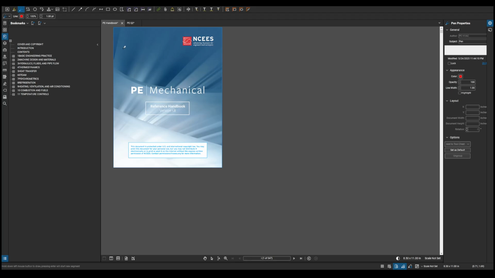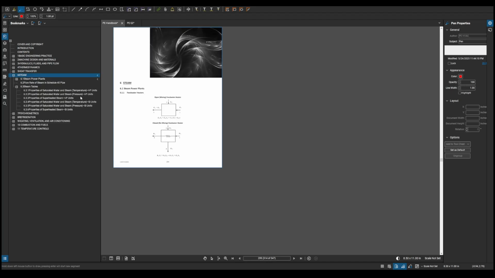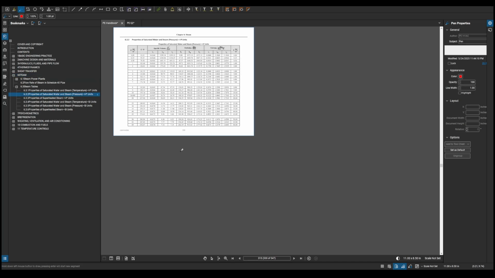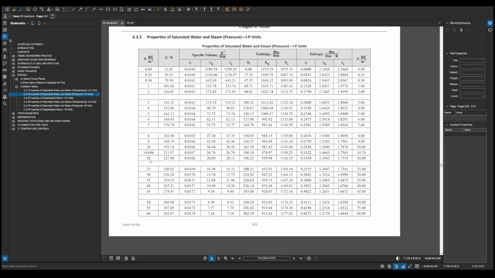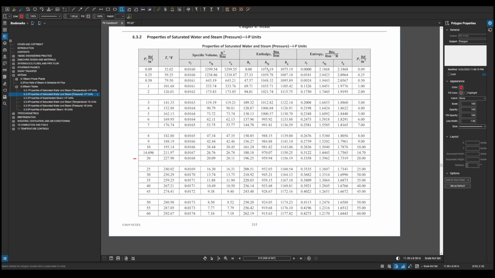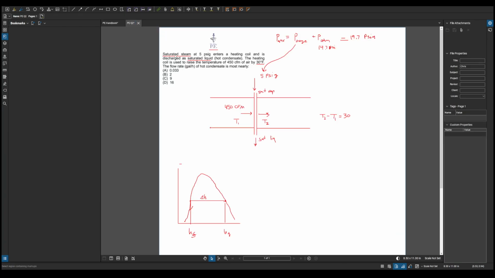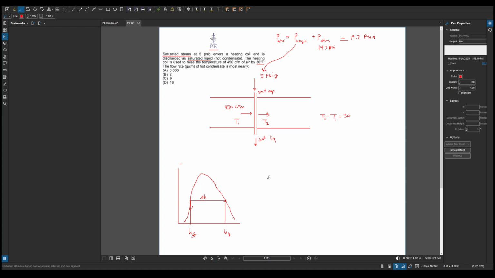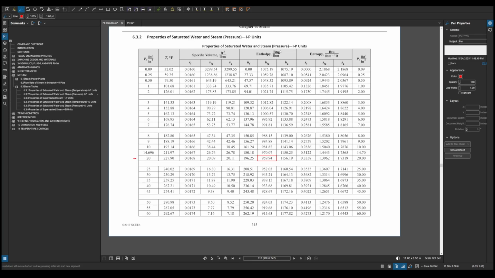So if we go to our steam tables, we're given the pressure. It was 19.7, so we'll just use this 20 here. And we're looking for that HFG, so that enthalpy from gas to fluid, delta between the two, which is 959 or 960. So HFG equals 960 BTU per pound mass.